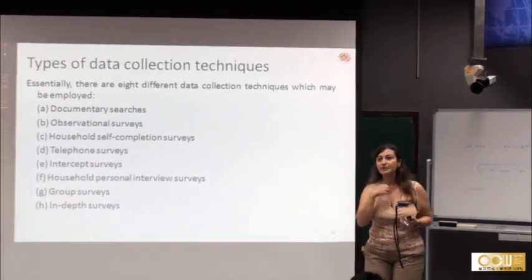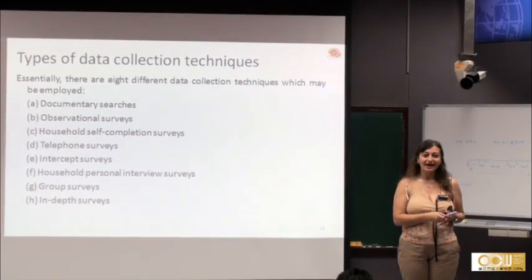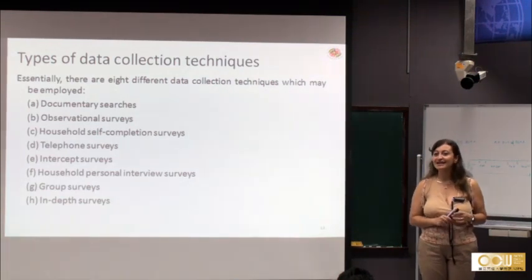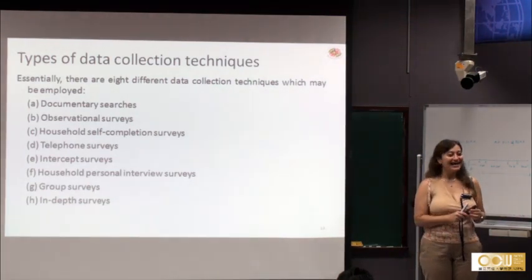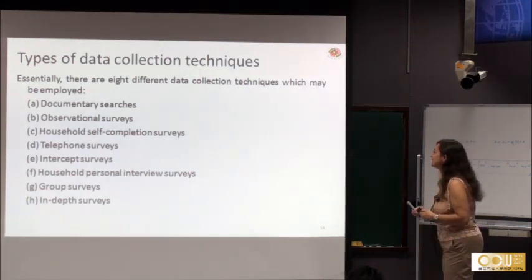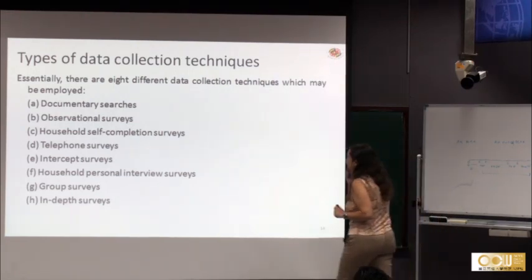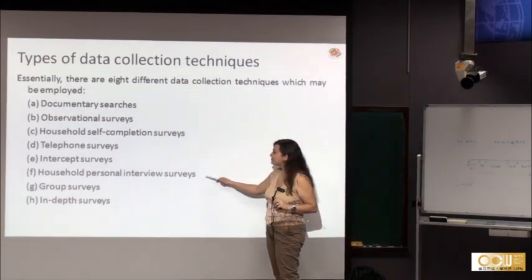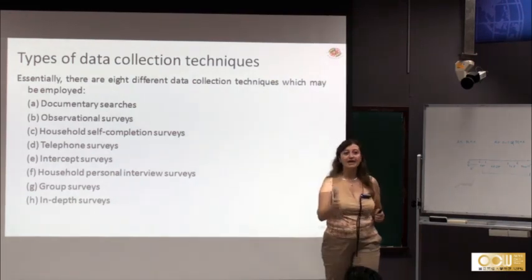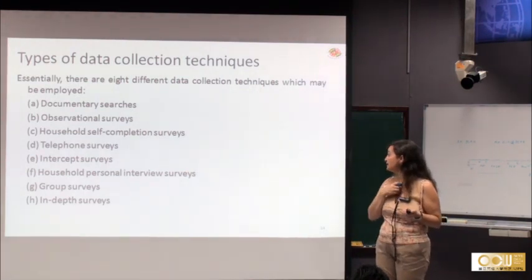An intercept survey is when you stop people at a certain point. For example, remember the Brussels data? We stopped the people on the highway with the police, so we drove them to a rest area. They were scared, and at the end they said, well, I'll complete the survey. But we had a very good response rate with the police. Then there is the household personal interview survey, where you send interviewers to the household and they complete the interview with respondents.